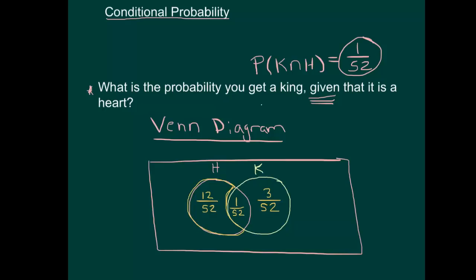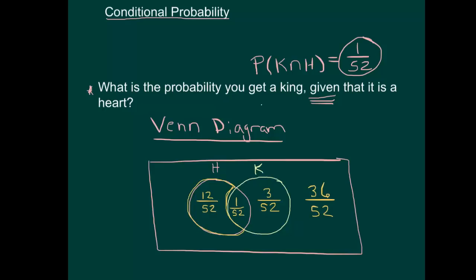So one way to think about it is we've got 12 out of 52 plus 1 out of 52 plus 3 out of 52. That's 16 out of 52. And so if I do 52 out of 52 minus 16 out of 52, that leaves this having to be 36 out of 52. Because remember, when you sum up all the probabilities, it needs to sum up to 1. That's an important property of probability.